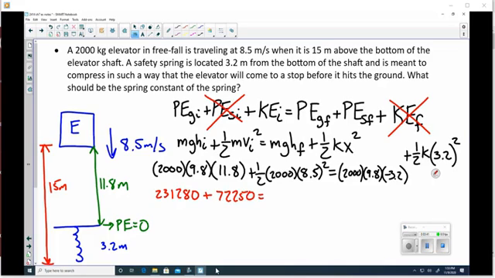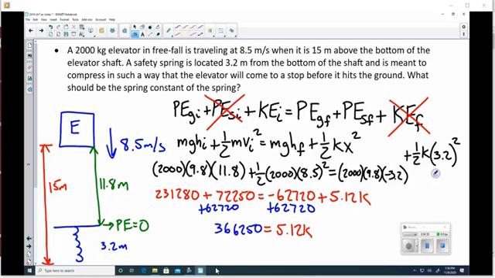So here we're just solving for K, the spring constant. And so we find the spring constant to be 71,533 newtons per meter.